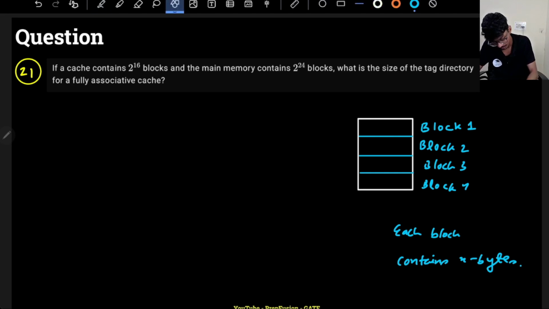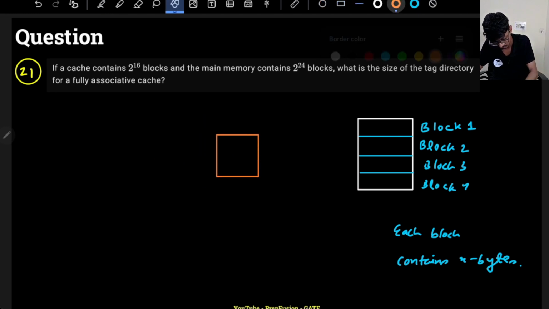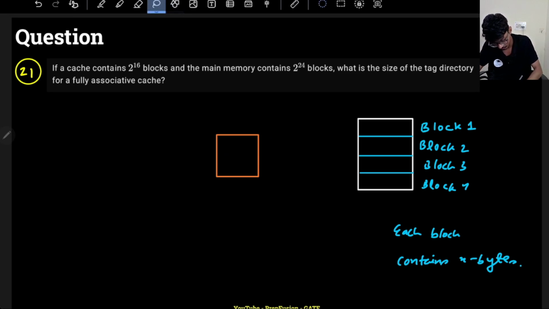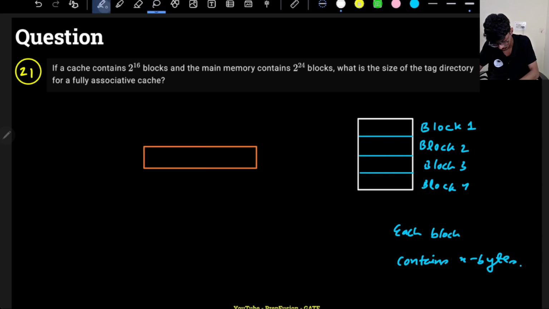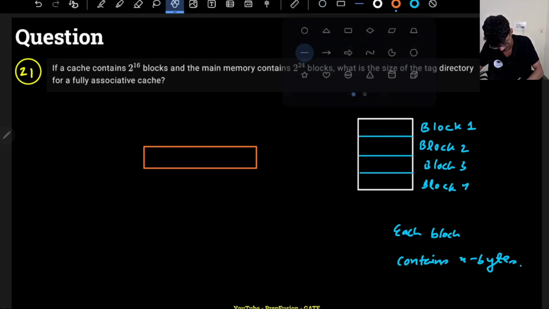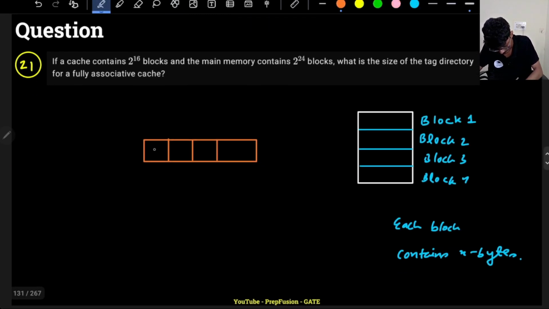Now again the same in the cache memory. Let's say I have only 4 blocks, and it is fully associative. That means how many blocks will I have? 4 blocks, right? How many tags will I have? 4 tags, correct? So this will be 1, 2, 3 and 4.